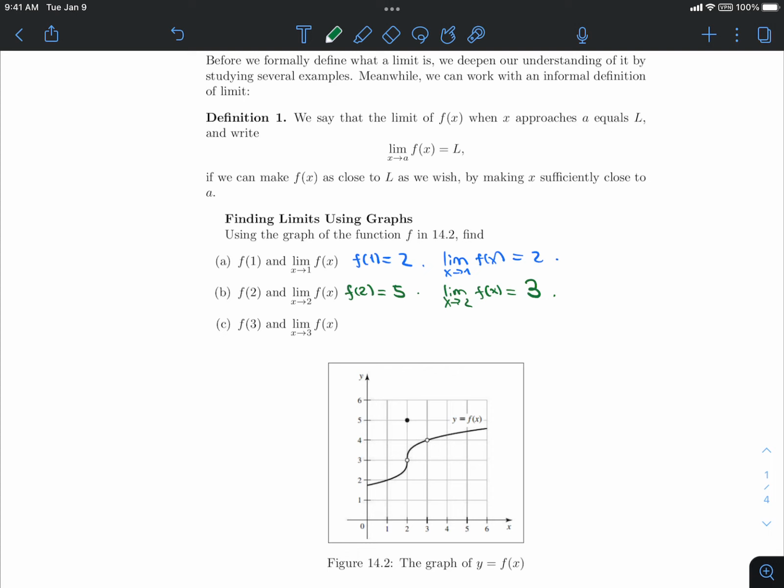Okay? So the limit actually does not care about the function value, and these two are different. This is a situation we're going to describe later. This is a continuity situation. This function is not continuous there at x equals 2. Limits exist to detect this type of situation.